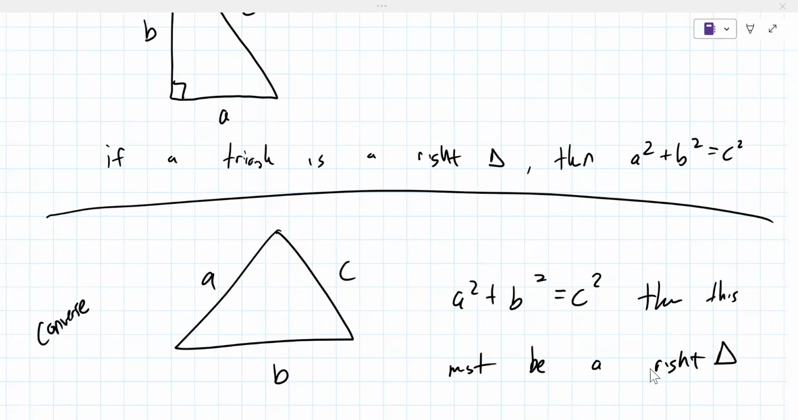And we do this a lot in life. Not sure I can think of a great example, but we actually do this quite a bit. We use the converse a lot.